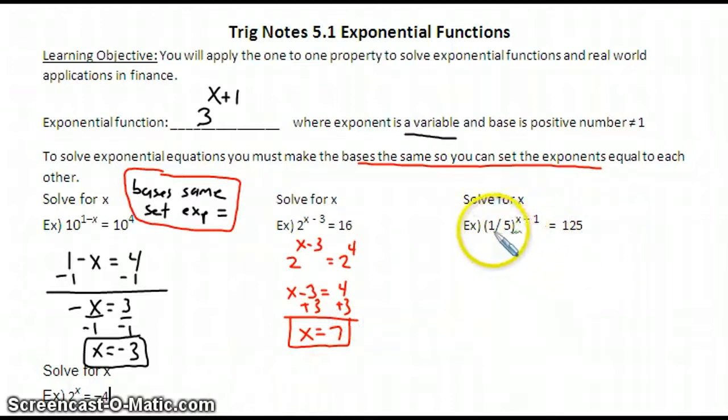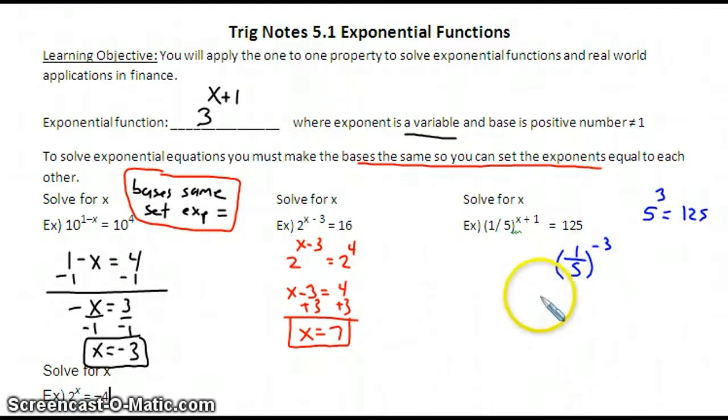Okay, for the next problem, I have 1/5 raised to the x plus 1 equals 125. 1/5 is the base, and 125 is the base. Well, here's what I know. I know that 5 raised to the 3rd power is the same as 125. I would like, instead of my base being a 5, I would like it to try to be a 1/5. So what I can do is, if I know that 5 raised to the positive 3rd power is 125, I know 1 over 5 raised to the negative 3rd power should also be 1 over 125.